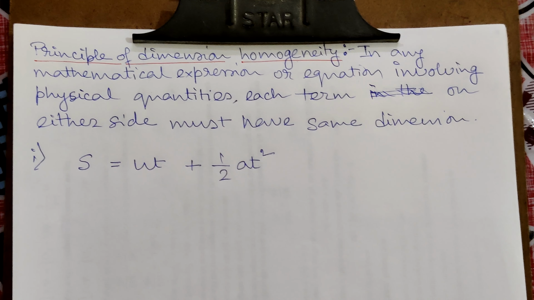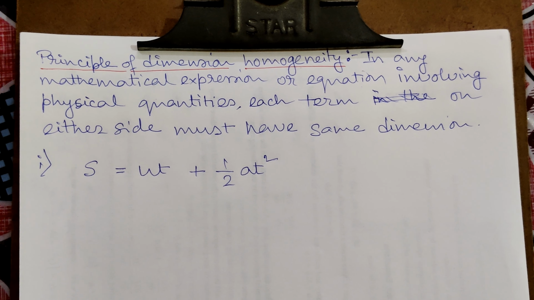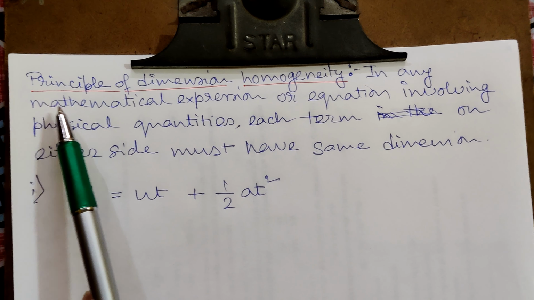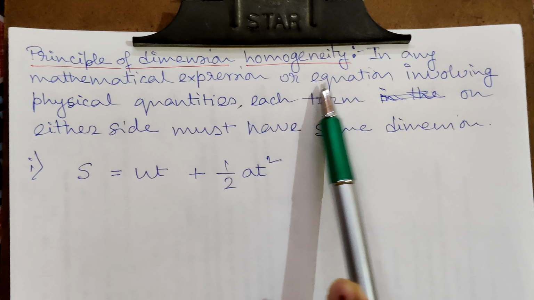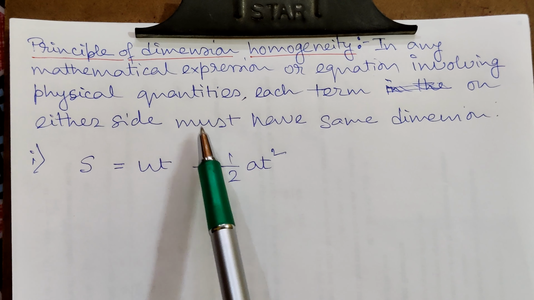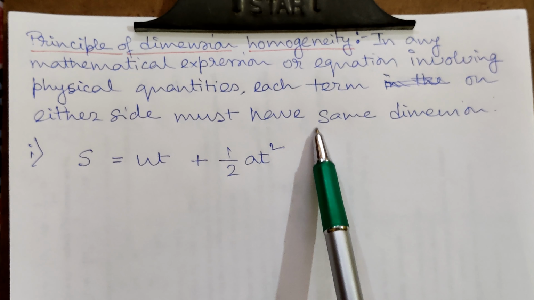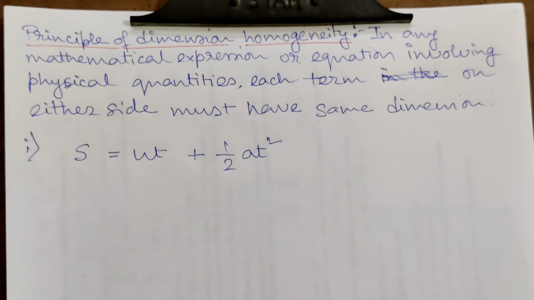In this video, we will check if an equation is dimensionally correct or not. For this, we will first know the principle of dimensional homogeneity. That means in a mathematical expression or equation involving physical quantities, each term on either side of the equation or expression must have the same dimension. So let's discuss this with some examples.